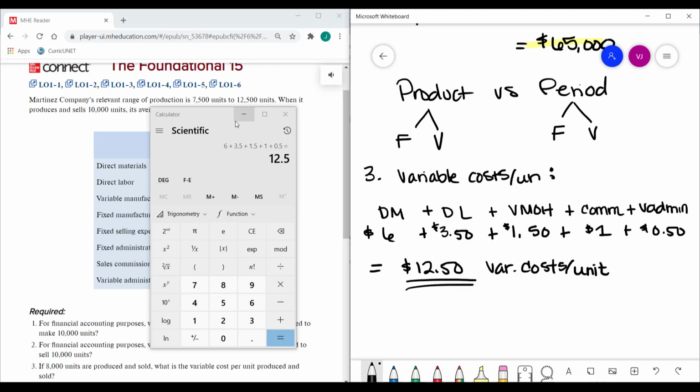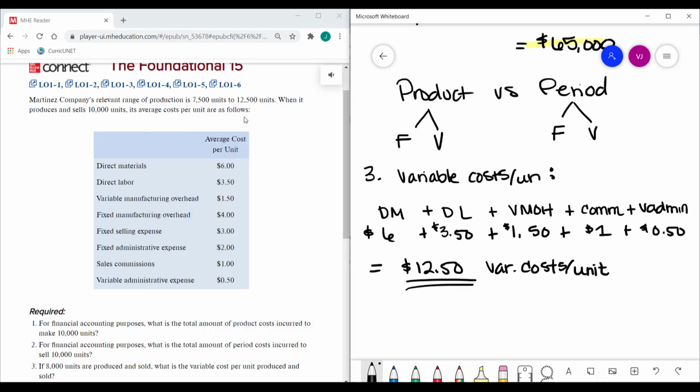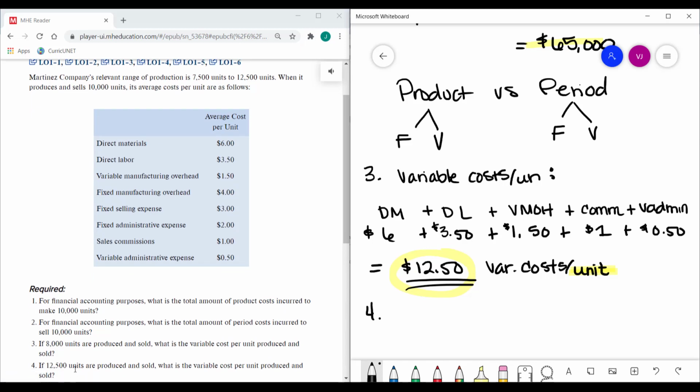Okay, so when we produce and sell 8,000 units, the variable cost per unit is $12.50 per unit here. Now, if we go on to number 4, what's number 4 asking us? If 12,500 units are produced and sold, what is the variable cost per unit produced and sold? Well, the first thing you want to ask yourself is, does that level of production fall within the relevant range? Well, the relevant range is 7,500 to 12,500. Does 12,500 fall within that relevant range? Yes, it does, but barely, right? It's right on the edge there, so it falls within that relevant range.